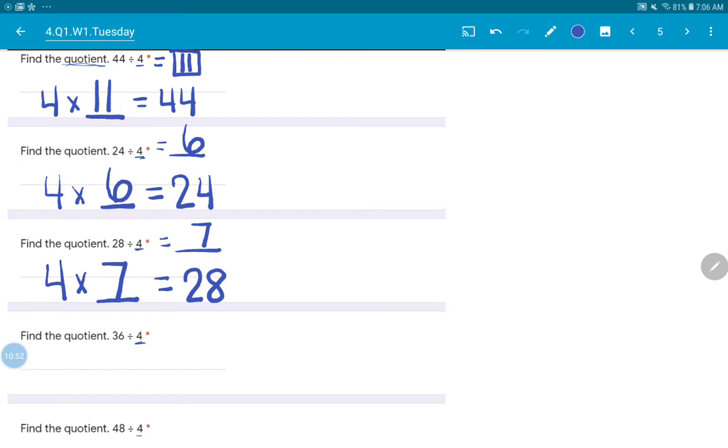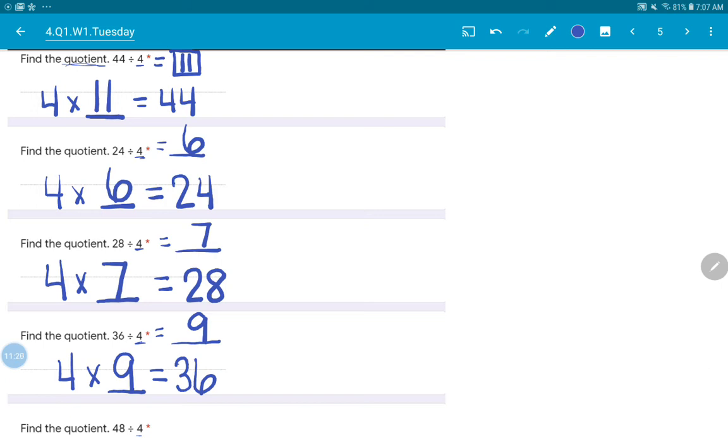Next up, we've got 36 divided by 4 equals something. If I write that as a multiplication problem, 4 times what equals 36? And I know that 4 times 9 equals 36. So 36 divided by 4 equals 9.